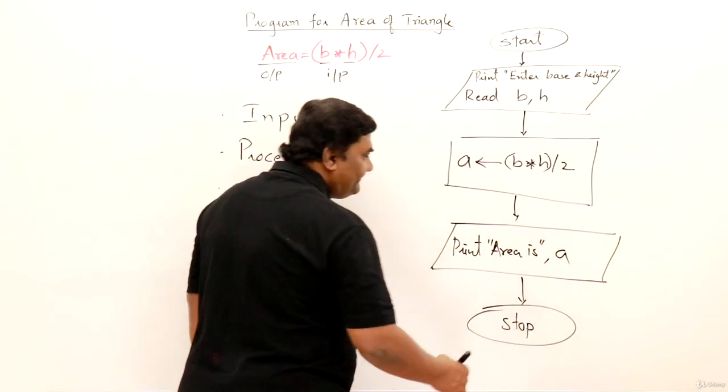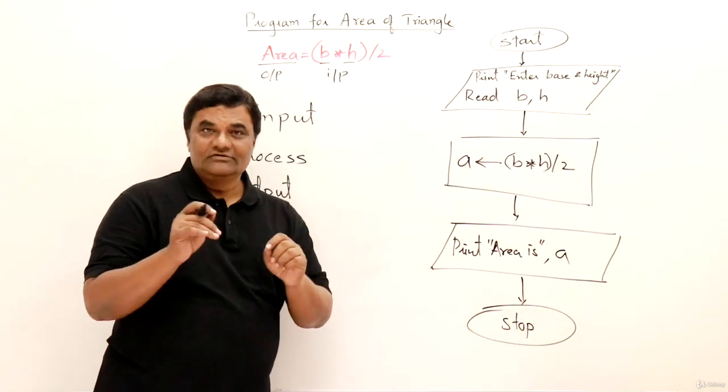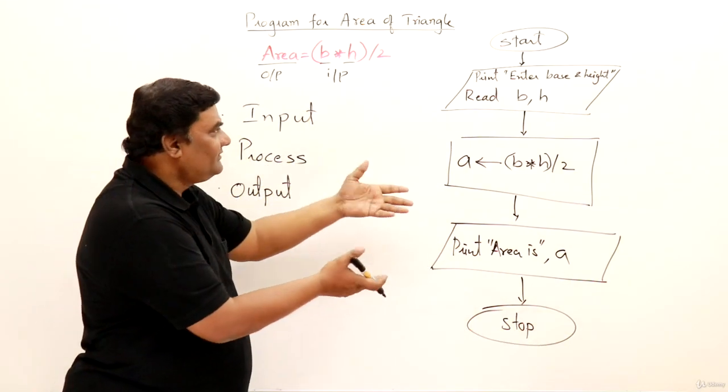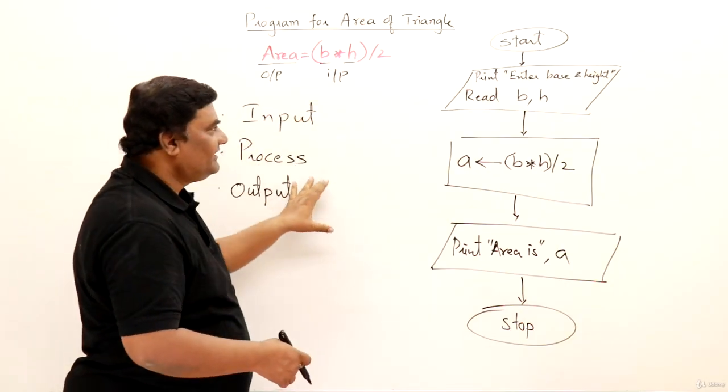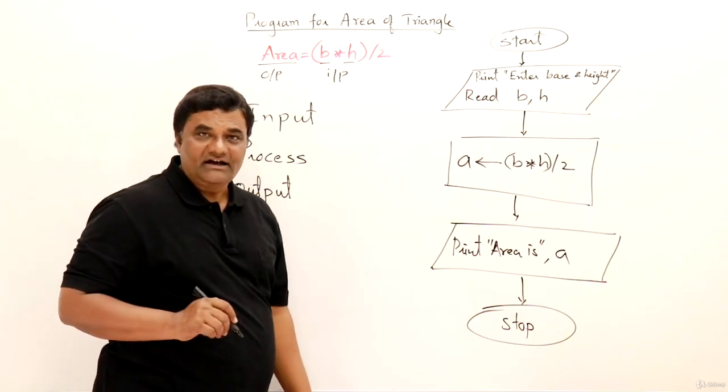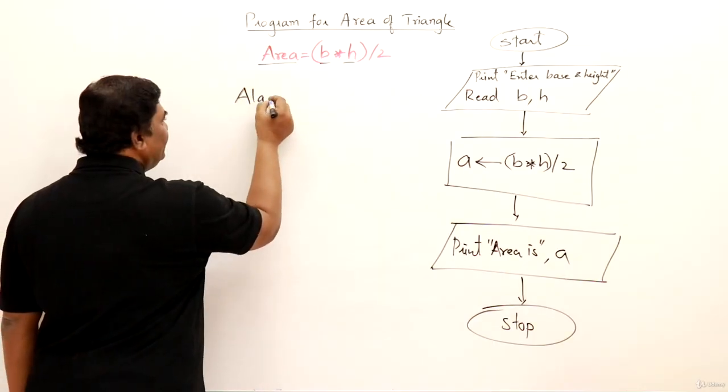So this is end. Now next, I will write down an algorithm for this one. The algorithm will contain the same thing, I will just group all of them together here and write an algorithm. Then after that we will write a program. Algorithm area.